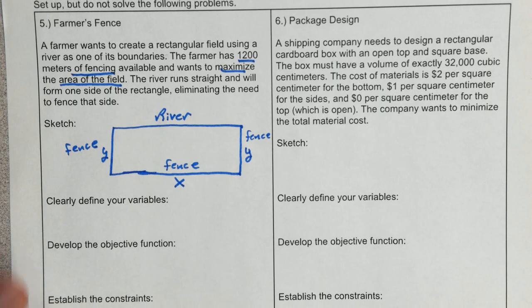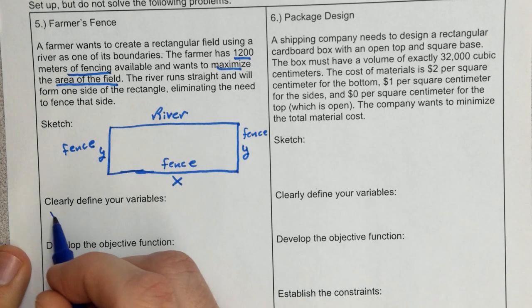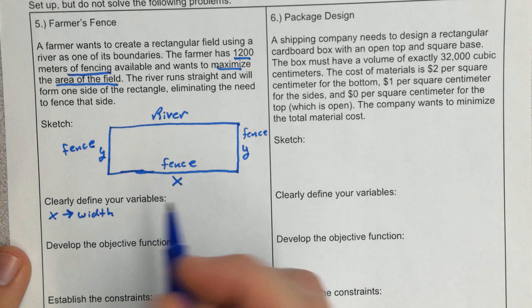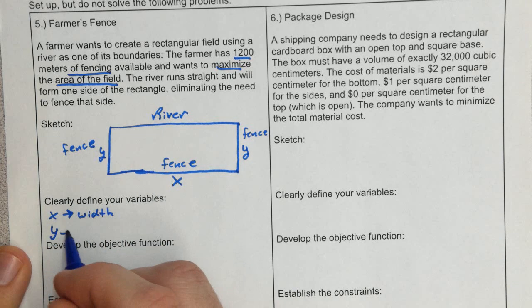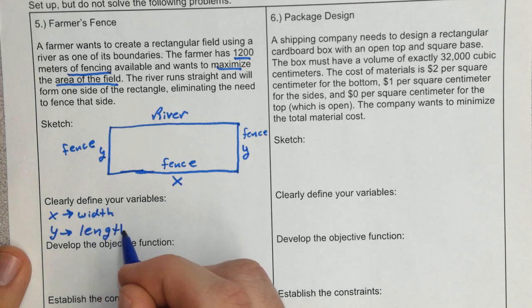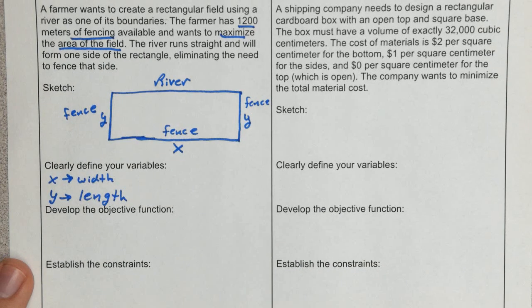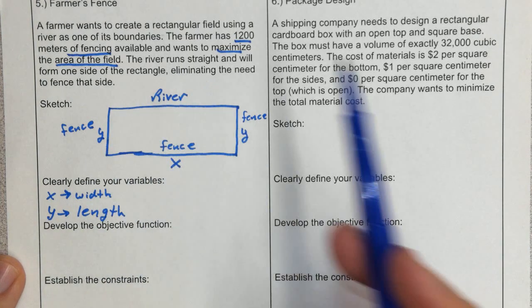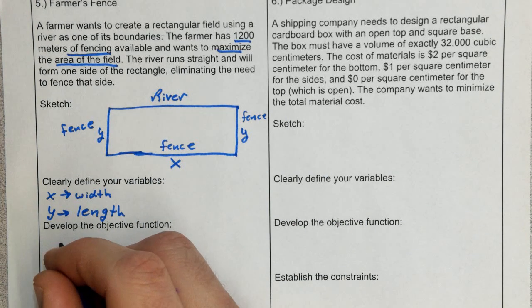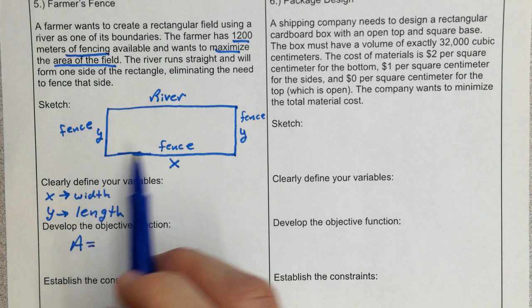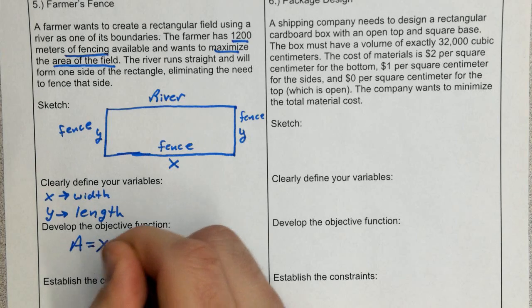Okay, what are our variables? Well, we have x is the width of the area, and y is the length of the area. Okay. What's our objective function? Well, as we said, we are trying to maximize the area of the field, so our objective function is going to be the following. It's going to be area equals, and for our diagram, it's x times y.